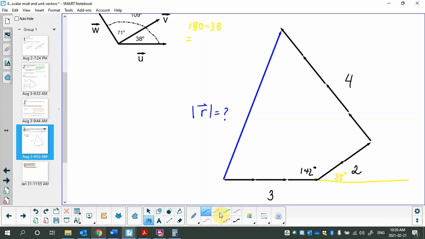Next one is if I extend my V's, the angle between V and W is 71 degrees, so I can do that very same math and get 109. That is a bit of a coincidence with this 109.